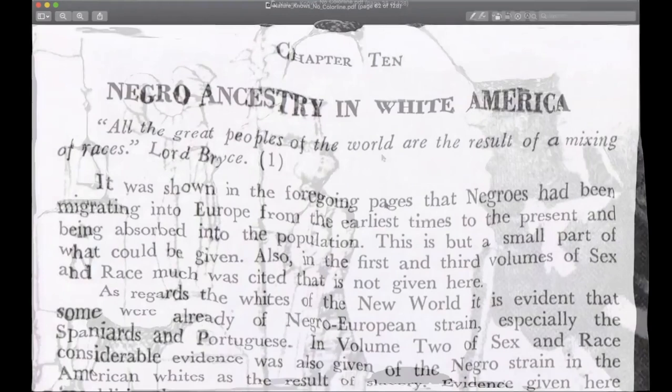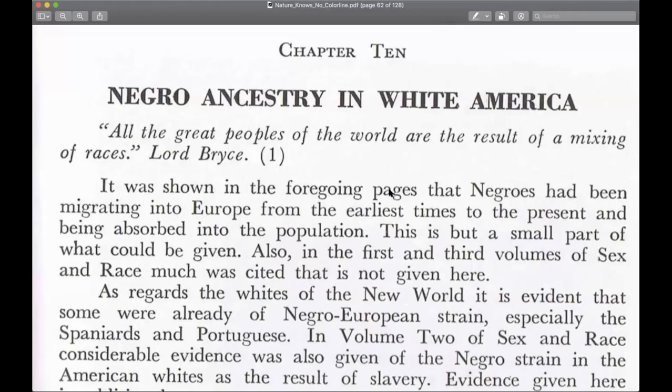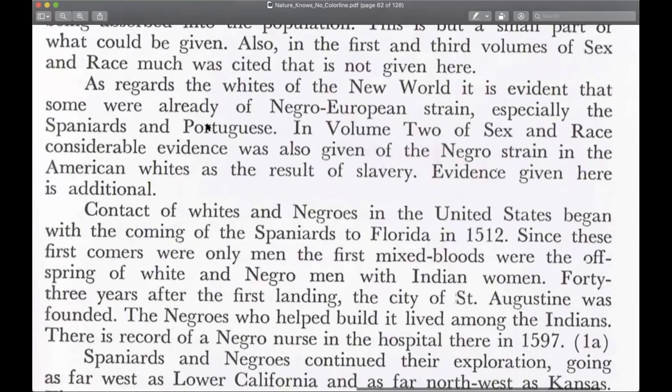We're in chapter 10. It says here, Negro ancestry in white America. It says here, as regards the whites of the New World, it is evident that some were already of Negro European. All right, the whites. Remember what we read earlier, color white, complexion dark. So this white is a status. So what do you mean they're Negro European? Why are you calling them whites? Right, so the so-called whites were already Negro European strain, especially the Spaniards and the Portuguese.